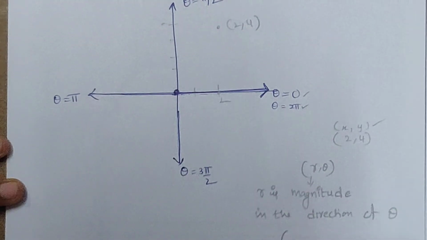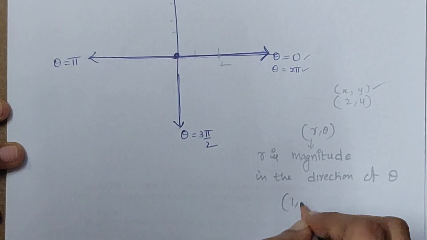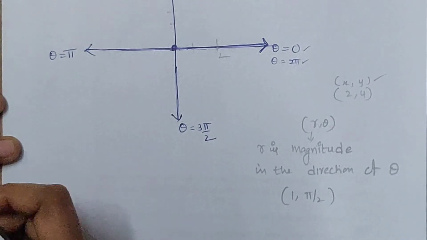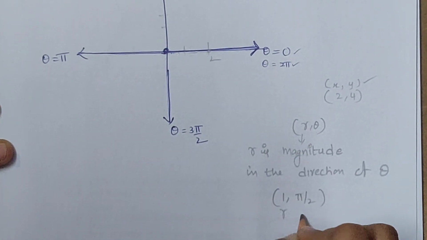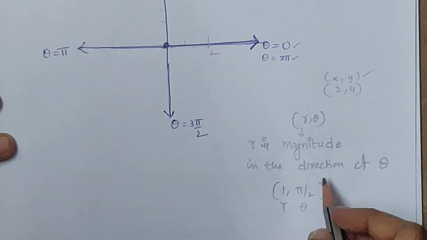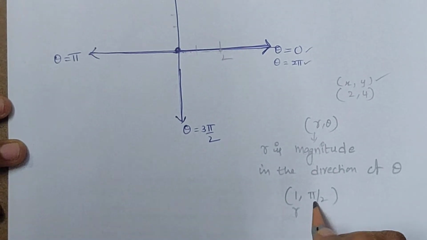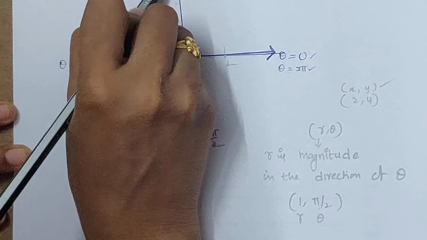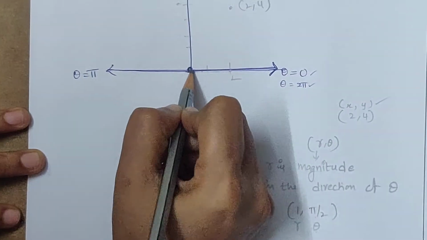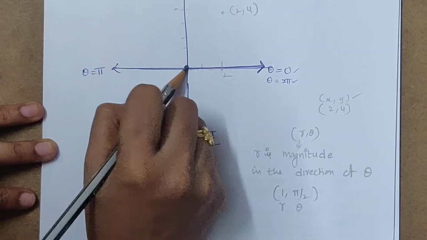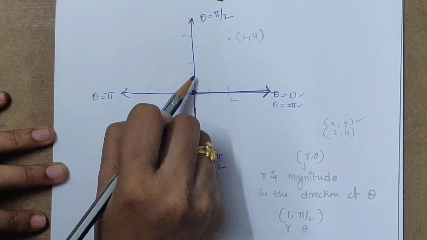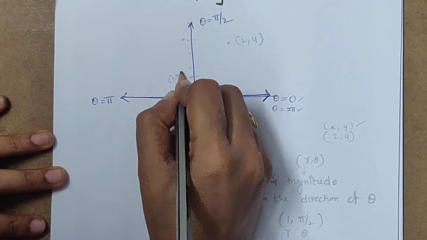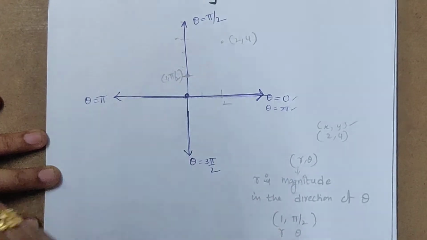Magnitude means length. How do we place the point 1, pi by 2? It means r is 1 and theta is pi by 2. In the direction of theta, that is in the direction of pi by 2, along this direction take the magnitude 1 unit. So 1, pi by 2 means we place the point here.